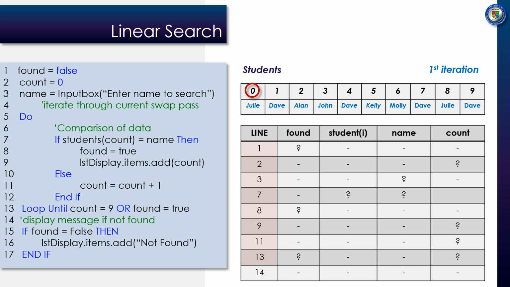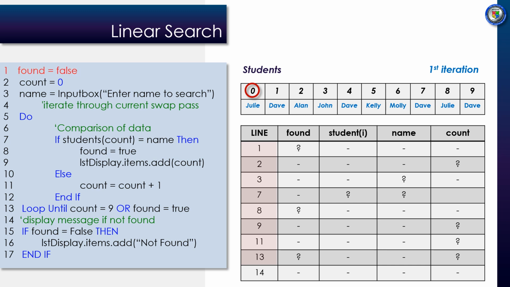Let's now look at an example using the code on the left hand side, our array called students, and a trace table. Within the trace table, we will see the value of each variable at each line of the code. We'll step through the code highlighting each line in turn.